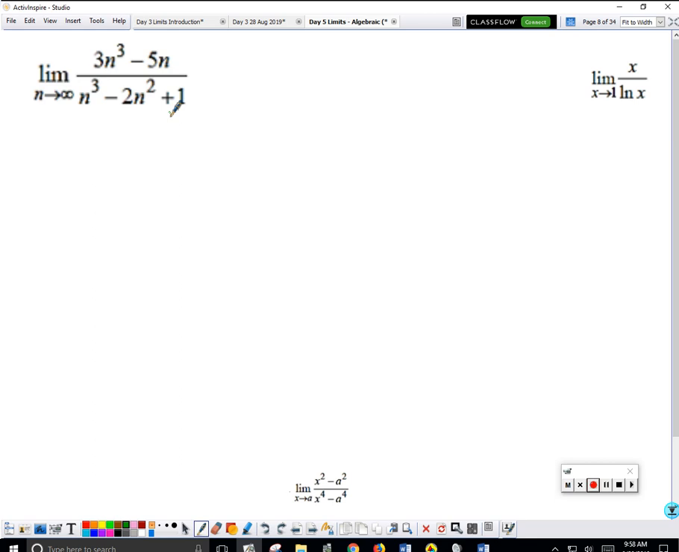Then we compare these 2. Which one dominates? n cubed. Which one dominates in the numerator? 3n squared, 3n cubed. So you get a new limit problem. It looks like this. Just comparing the 2 things that are adding and asking yourself which of these 2 will dominate.